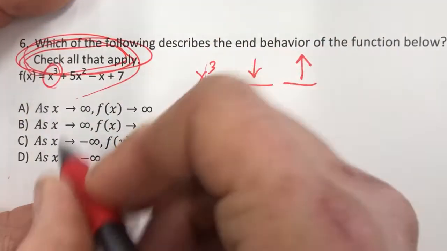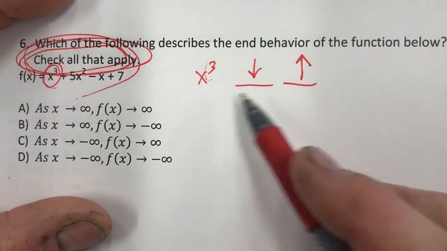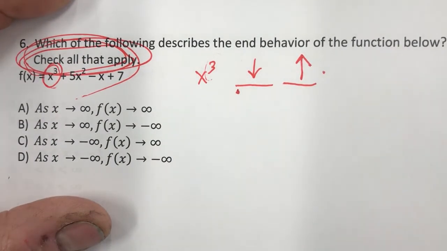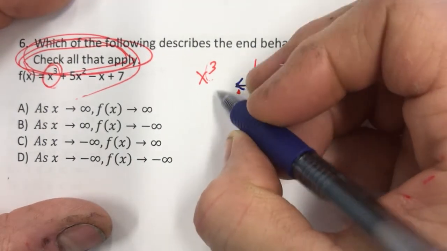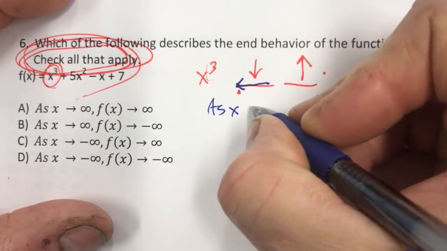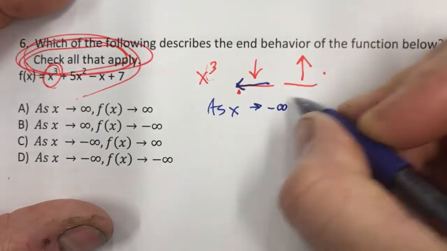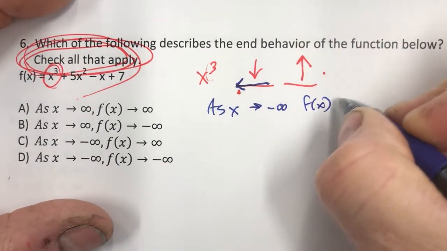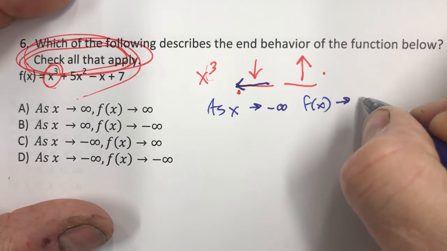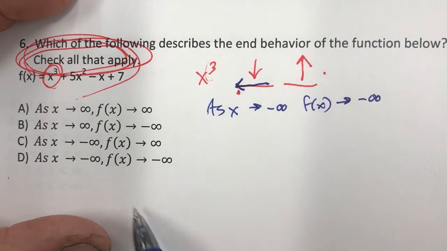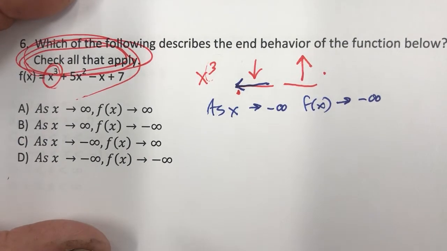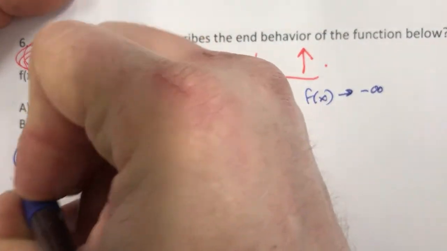Now notice this right here. Check all that apply. We're going to have two answers on this because we've got this side and this side to do. All right, so on this one, since we're going negative infinity here, as x goes to negative infinity, what does the function do? It goes down to negative infinity. All right, so as x goes to negative infinity, there's D right there.